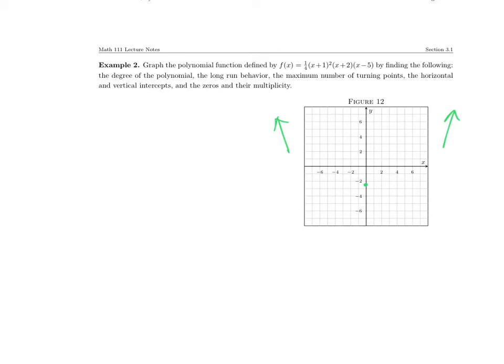And then we have 3 x-intercepts, or horizontal intercepts, and I'm actually going to list them out. We have a horizontal intercept at (-1, 0), and this intercept actually has a multiplicity of 2. Our other intercepts are (-2, 0) and (5, 0), both of these with multiplicities of 1.